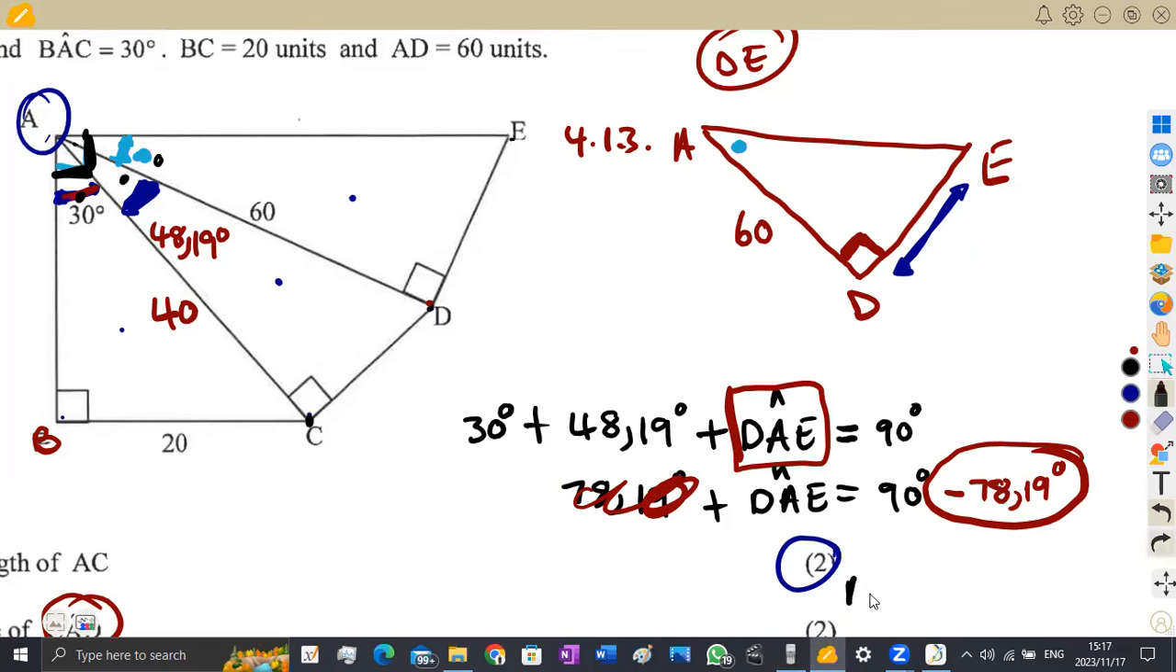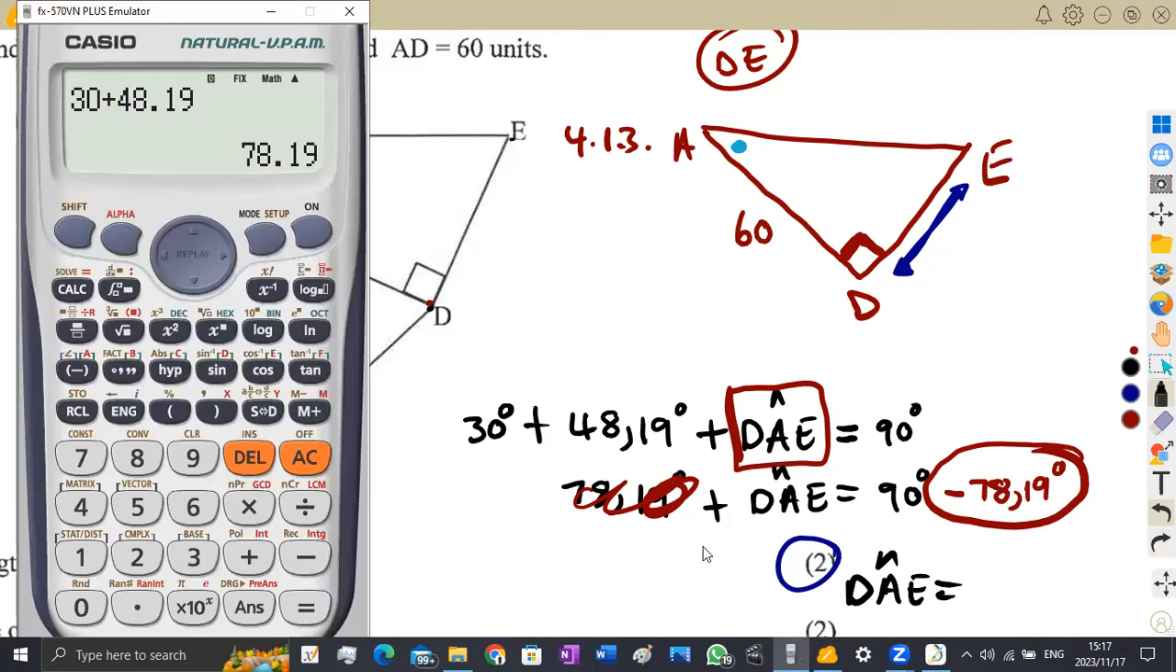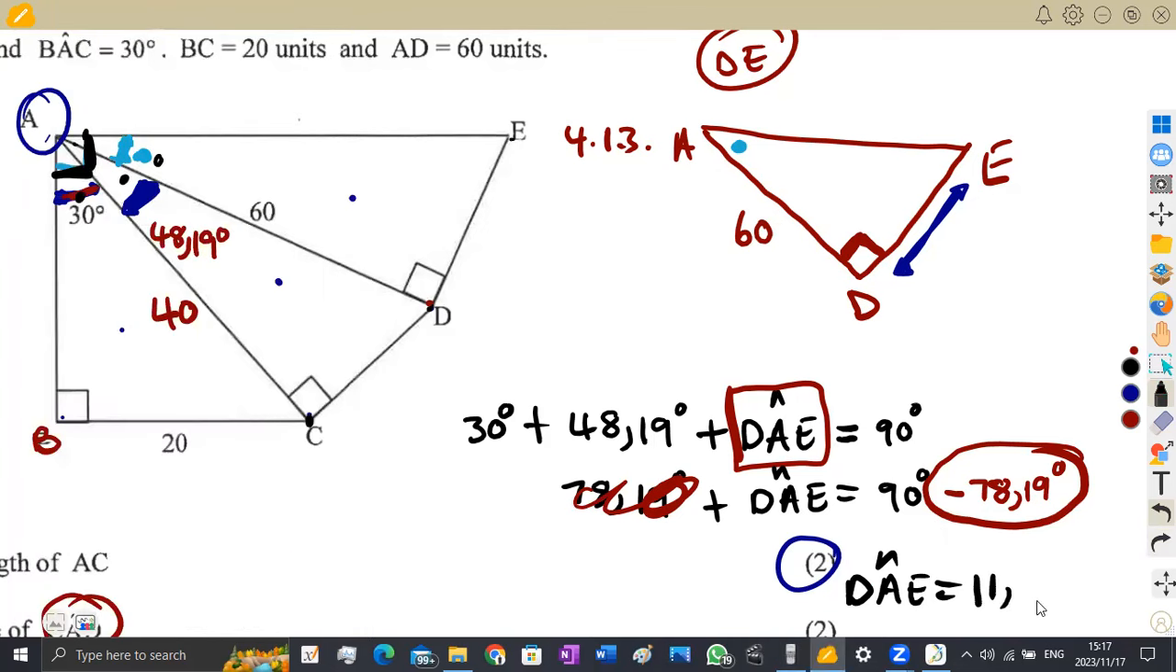This DAE. So therefore, our angle DAE was going to give us 90 minus the answer that we obtained before, all right? So that's 90 minus the answer that we obtained. We are going to obtain 11,81 degrees, all right? So this is the angle representing the angle of what? Of DAE, which is this one, all right? So we now have the angle inside the triangle.